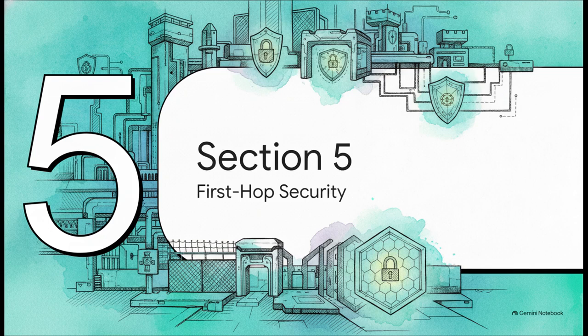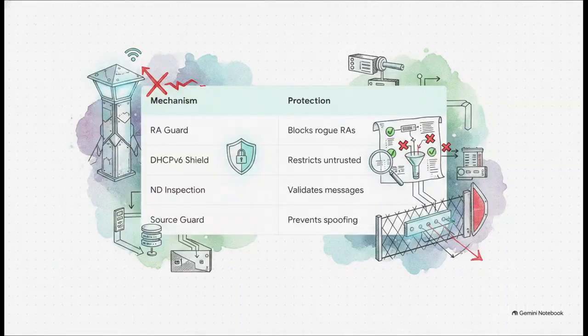Section 5, First Hop Security Defenses. Let's map out exactly how this works, because First Hop Security, or FHS, is basically your localized armor against these threats. First up, we have RA Guard. Think of this as your bouncer. It blocks rogue router advertisement messages coming from non-router ports, neutralizing SLAAC hijacking.